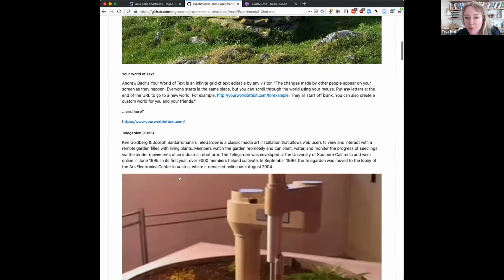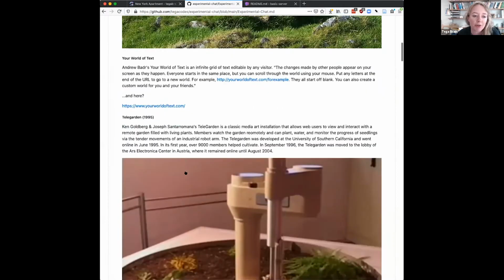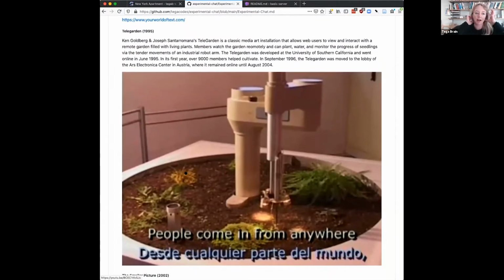A classic example of this is a project by Ken Goldberg and Joseph Santarromana. The project is called Telegarden. Launched in the mid-90s. Again, it's hard to emphasize how difficult this would have been in the 90s. We're going to implement some of these sorts of technologies in like 40 minutes today. And this was cutting edge computer science research in the 90s. So again, I think we are at a moment where there's so much that we take for granted in terms of this sort of practice.